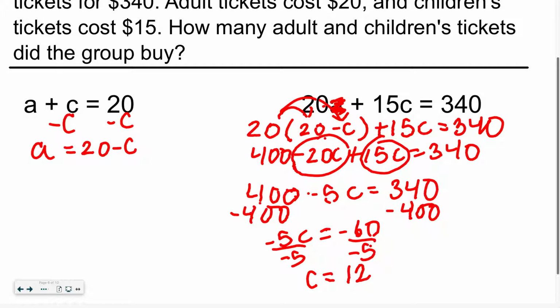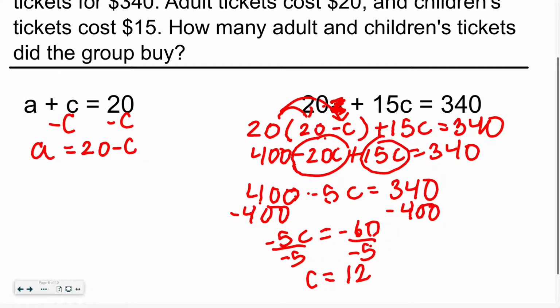Did we answer our question? Our question says how many adult and children's tickets did the group buy? No, we just have to find part of it. We just answered part of the question. So we know that they bought 12 children's tickets. So now what can we do to find how many adult tickets? You put 20 minus 12 equals 8.